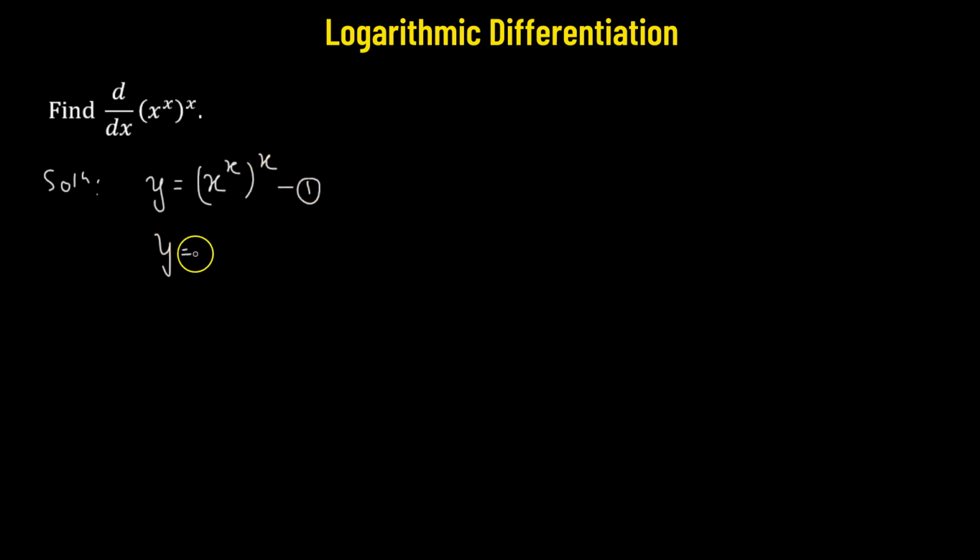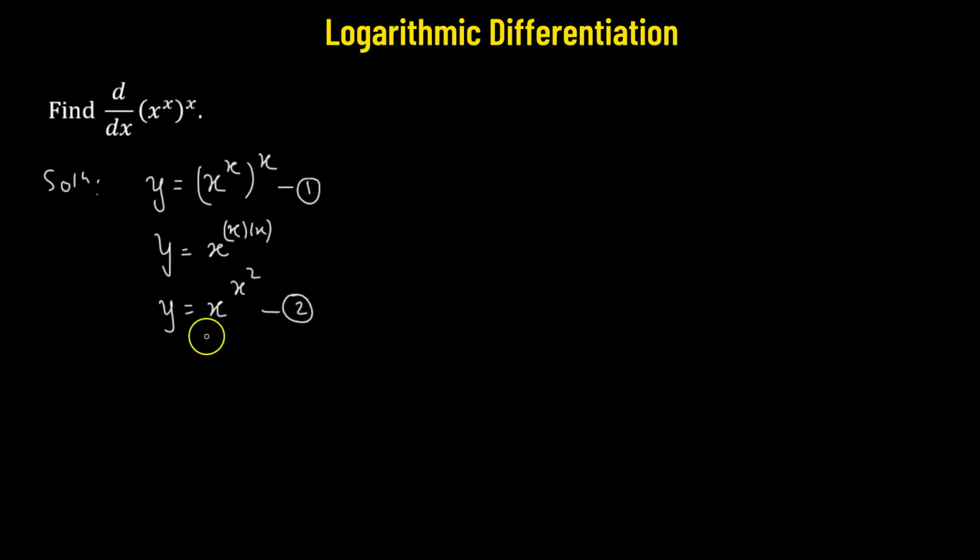Now, using the laws of indices, we know that whenever we have x raised to the power of x raised to the power of x, the exponents get multiplied. So here we have x multiplied by x in the power. That means we have x raised to the power of x squared. So we have to take the derivative of x raised to the power of x squared.